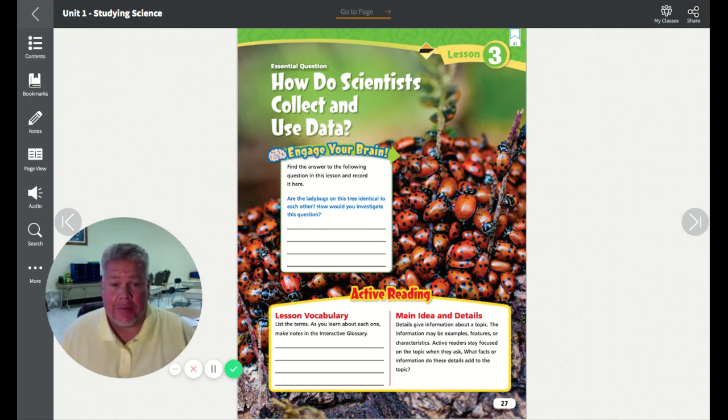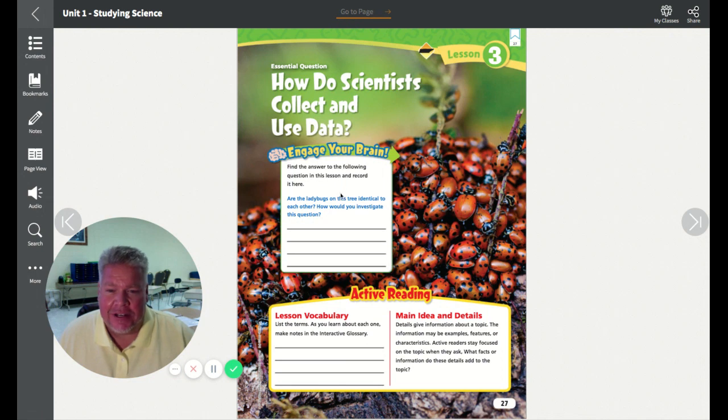So we've been learning a lot about what scientists do and how they do things. And today we're going to continue with that thought. Our essential question for today is, how do scientists collect and use data? Some people say data, I say data. However you would like to say it is fine. How do scientists collect and use data?